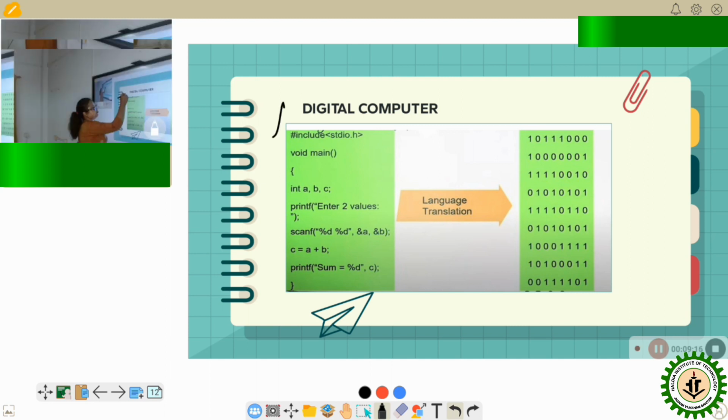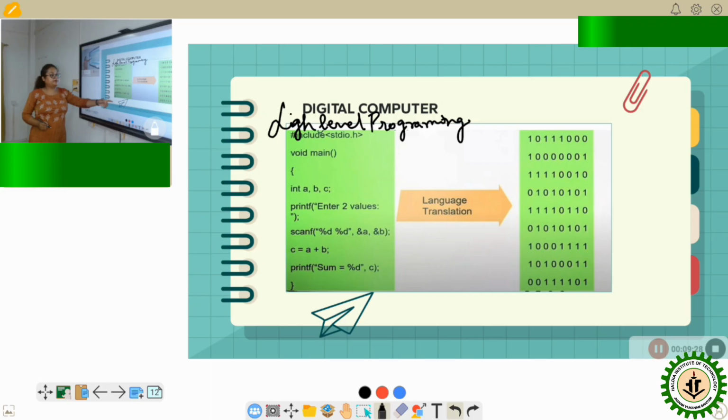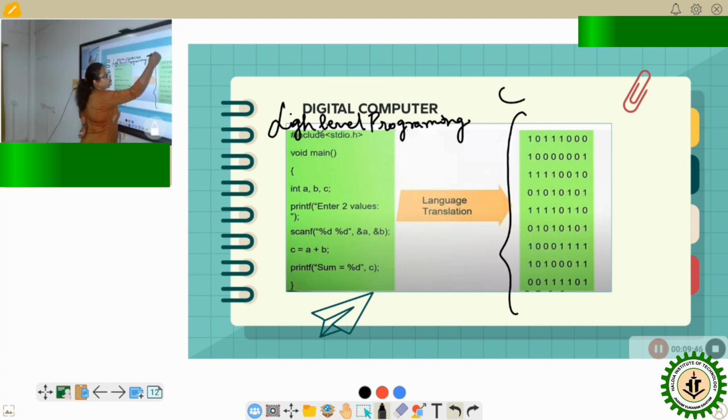It is a high level programming. So this program is a high level programming, and from this, using a compiler or interpreter, we are decoding it. So this one we are getting as an instruction. So this is the instruction. So these are the instructions.